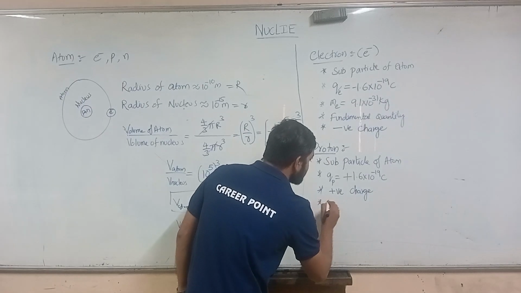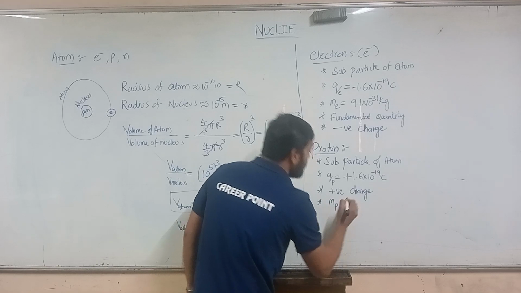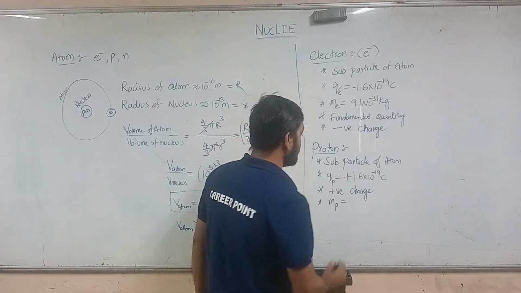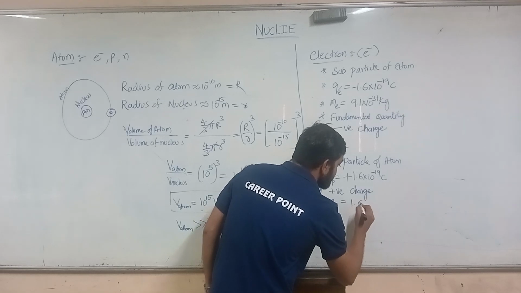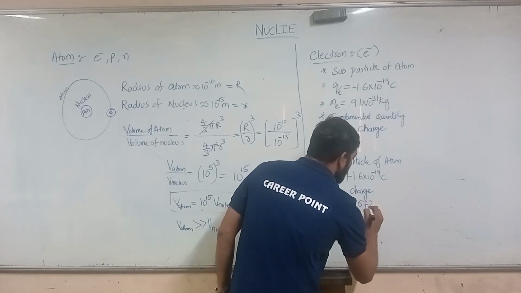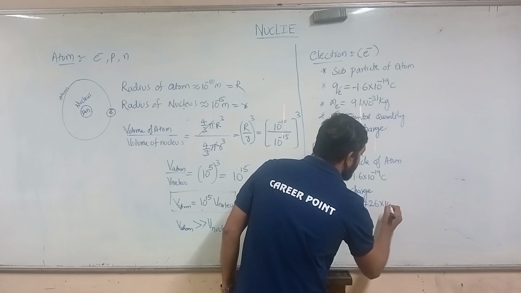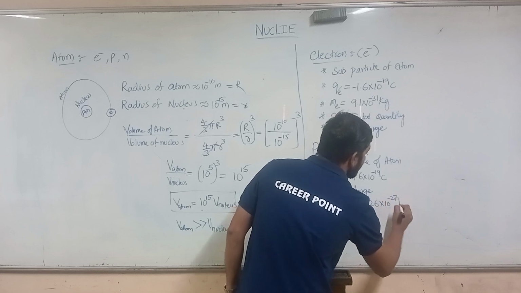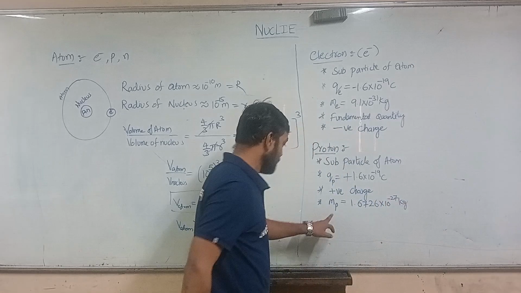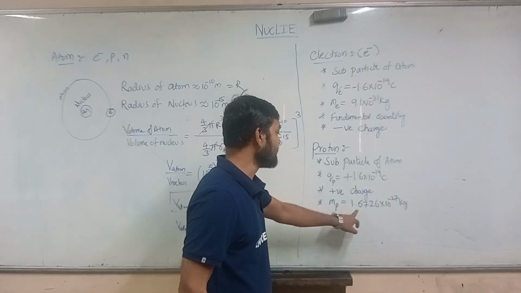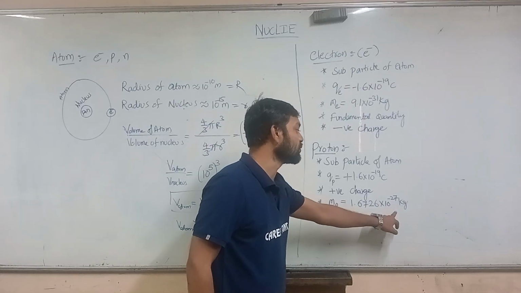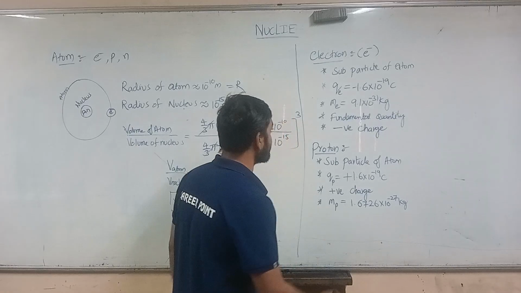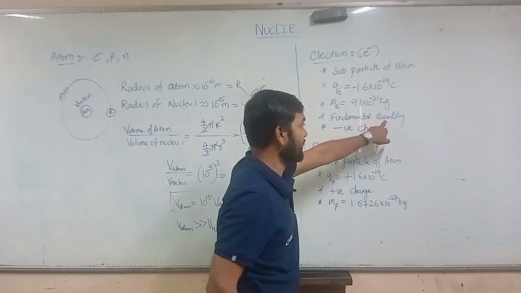Now we will see the mass of the proton. The mass of the proton is equal to 1.6726 into 10 to the power minus 27 kg. And next, the fundamental quantity.